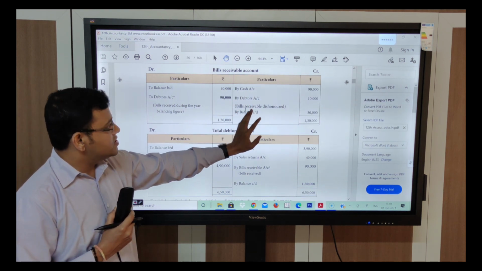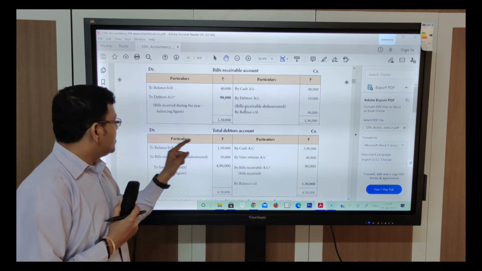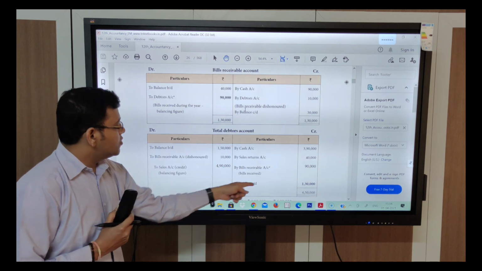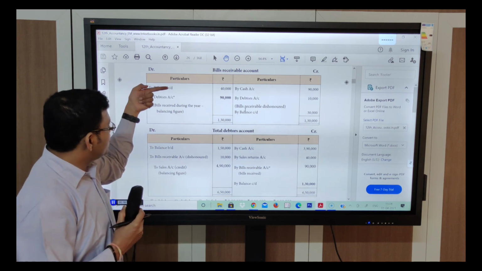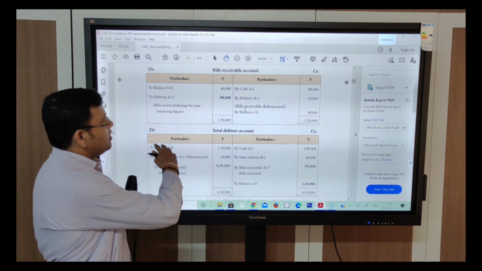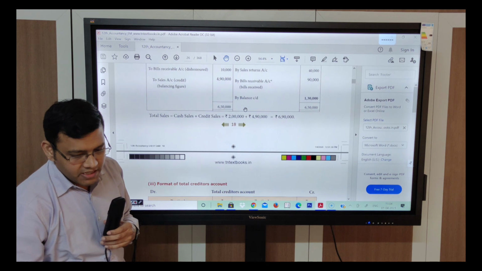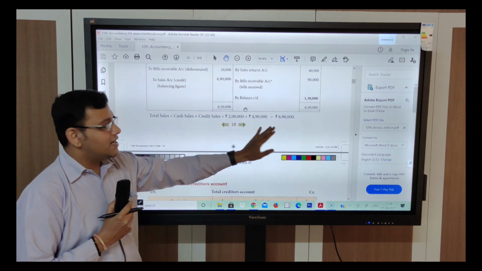We have the opening and closing balance, and then we have cash received by debtors. Same thing, there will be 2 bills receivable dishonored on this side, and then you get the total debtors. Under total debtors, you get the credit sales. So it is very important to get into this format so that you are able to get the credit sales figure correctly. And then finally you add the cash sales and you get the total sales of 6,90,000.